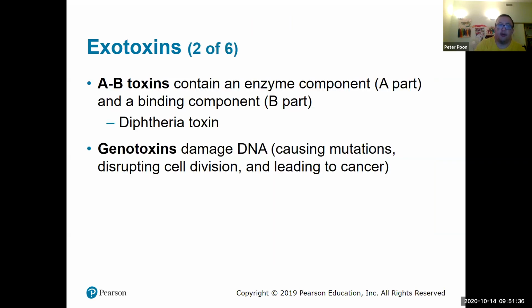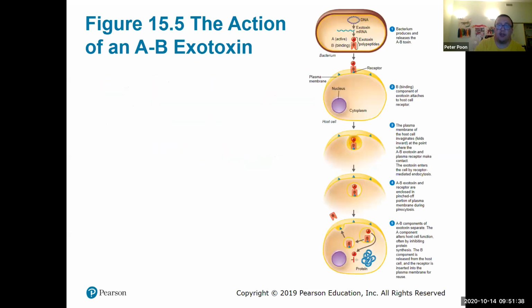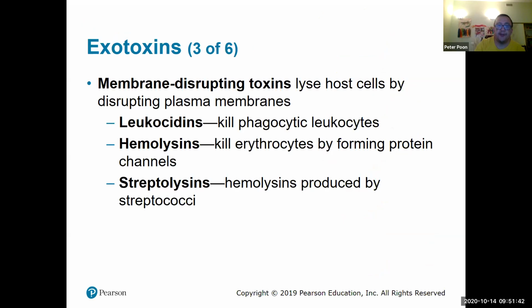So, exotoxin. You should definitely know what an AB toxin exotoxin is. These are specialized exotoxins. A lot of them do exactly what they say they do, like leukocidin: leuko, white blood cells, cidin, suicide, right? It kills white blood cells. Hemolysins: lysis is open, erythrocytes.